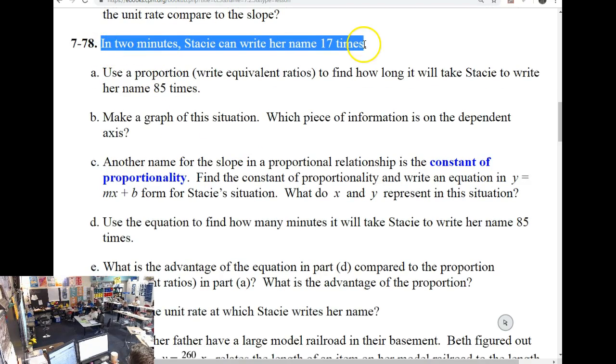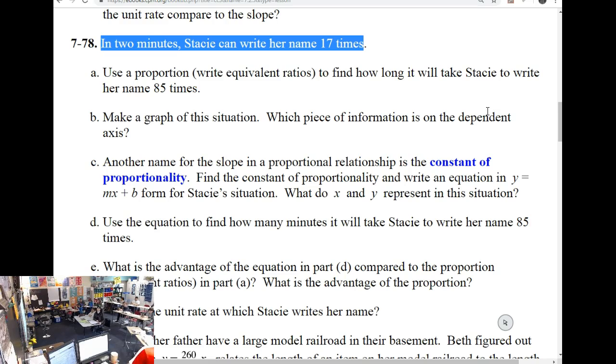In 2 minutes, Stacy can write her name 17 times. Really? Alright, here's your challenge. Next challenge. Use a proportion. Really, I don't care how you solve this. We want to know how long it's going to take Stacy to write her name 85 times. You can use any method you want here.